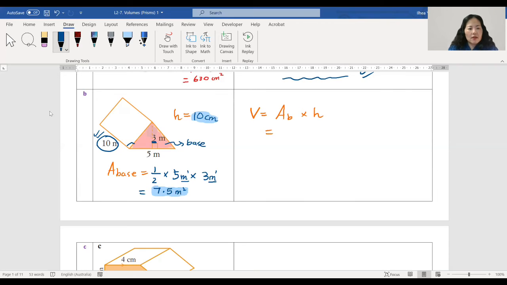Now I can find the volume. So I will just put that in, 7.5 square meters times 10 meters. Put all that in your calculator, you will get 75 cubic meters.